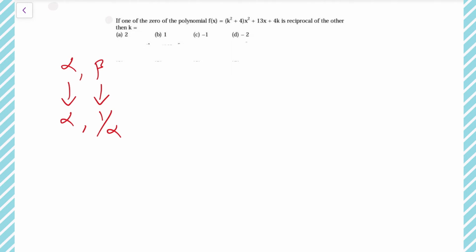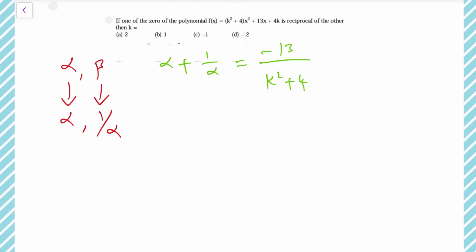Okay, now let us do the sum of the zeros. First zero is alpha plus second zero is 1 by alpha. Sum of the zeros is minus b by a, right? So minus b means x coefficient, that is 13, by a means x square coefficient, that is k square plus 4. Here I cannot do anything further, so I am leaving it.